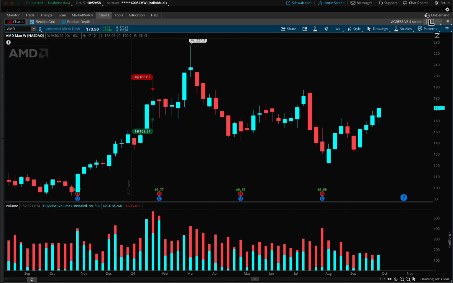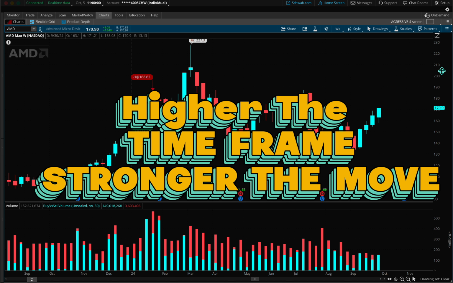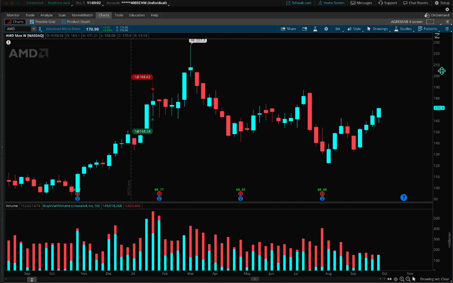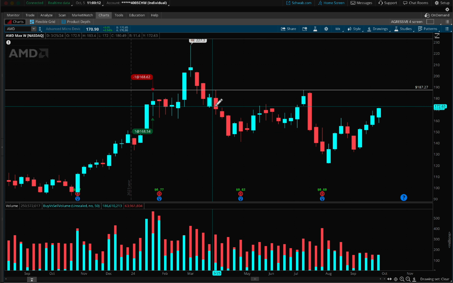The first key gem is that the higher the time frame, the stronger the move. The stronger the support level, the stronger the resistance level as well. I always say that in all of my videos as well as in my Discord, guys. If you can find a level on a higher time frame, it holds more weight, and you'll see when you trade it on the 5 to 15 minute time frame, they have nice reactions as well.